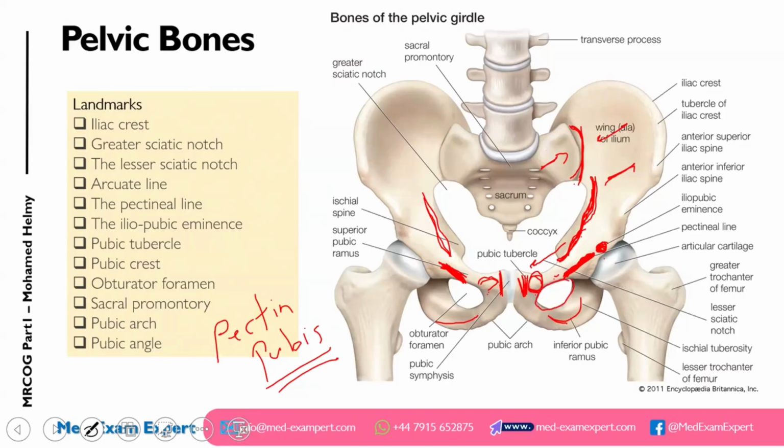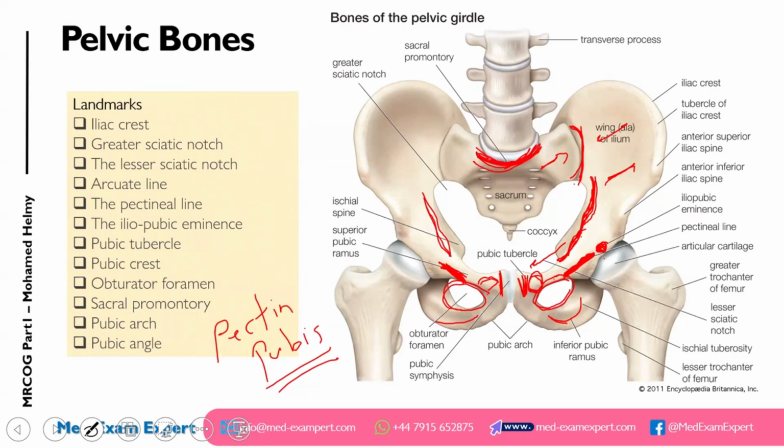So this is called the obturator foramen, covered by the obturator membrane. This is called the sacral promontory, which is the anterior upper border of the sacrum.